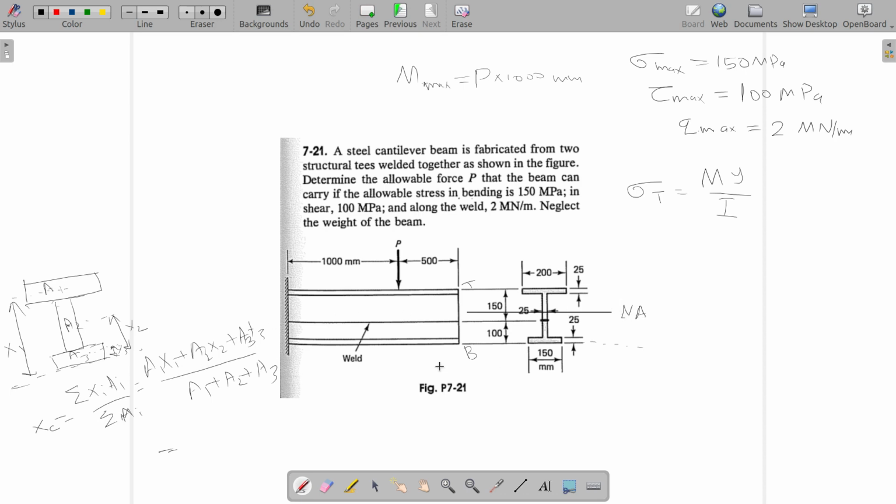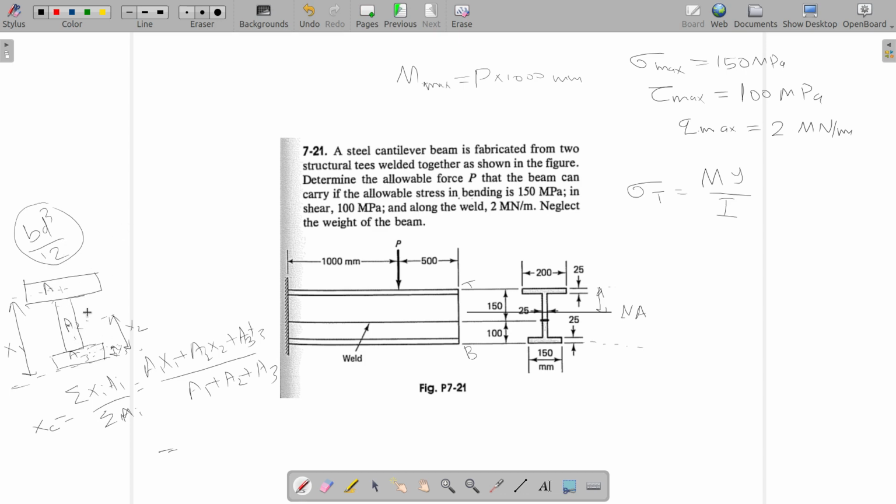Now once you locate xc, y will be the distance between this neutral axis and the topmost point, and then you have I. Again, there is a method to calculate I, so use the formula bd cubed by 12 to calculate the moment of inertia of all of these individual areas.